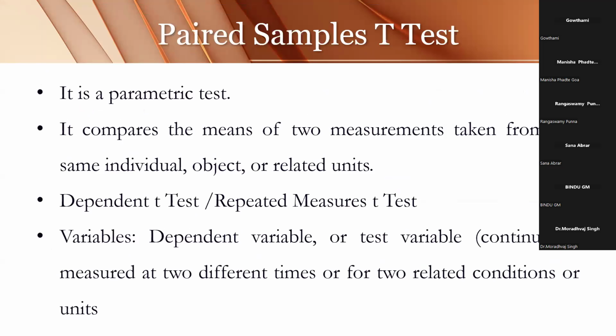Paired sample t-test. It is a parametric test. It compares the means of two measures taken from the same individual or same object or related items. Now, when it comes to the paired sample t-test, it compares the means of two measurements taken from the same individual.